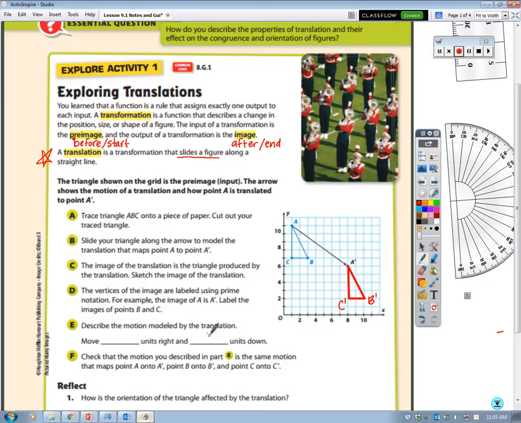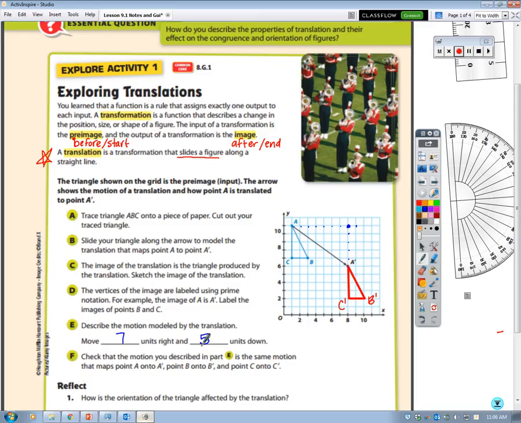So we're going to describe the motion modeled by the translation. We moved how many units to the right? Well, let's take a look. If we go from A to A prime, we've got 1, 2, 3, 4, 5, 6, 7. 7 units to the right. And how many down? 1, 2, 3, 4, 5. So 7 right and 5 units down.